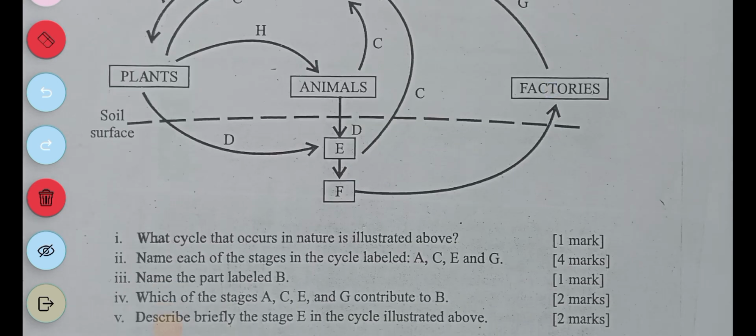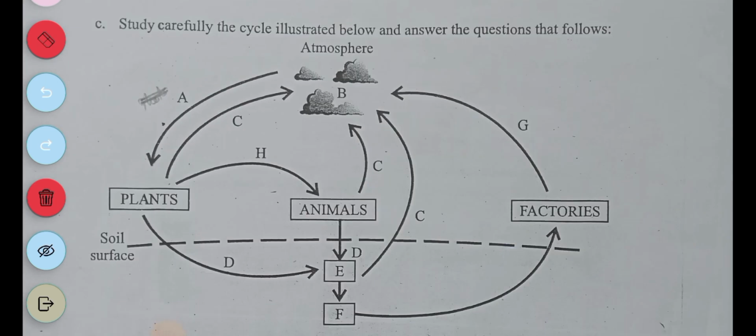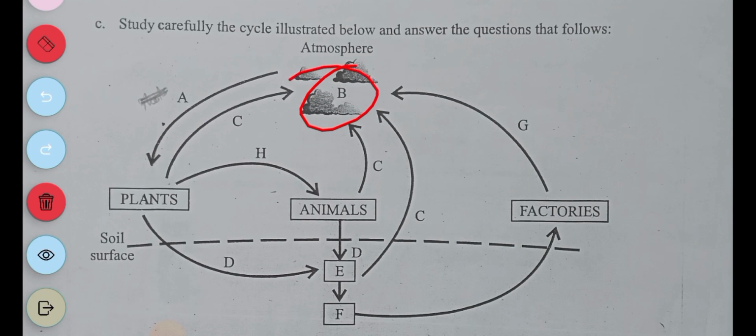So the next question says, name the part labeled B. Now this is the part labeled B. Now B isn't clouds. B is actually carbon dioxide.